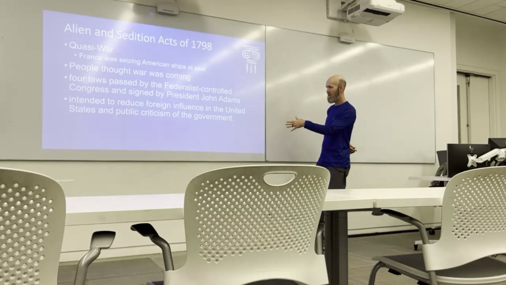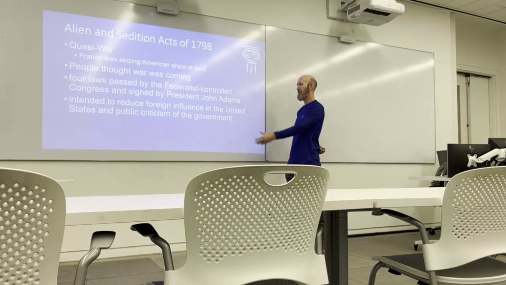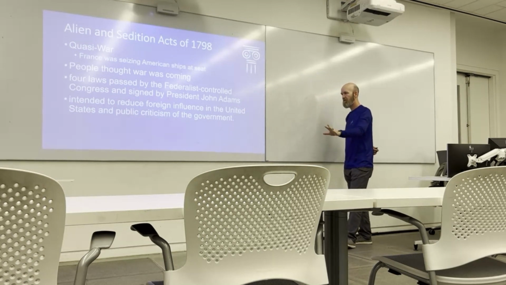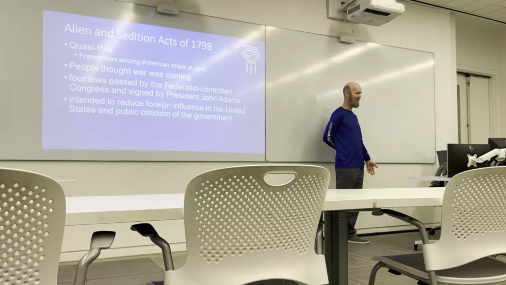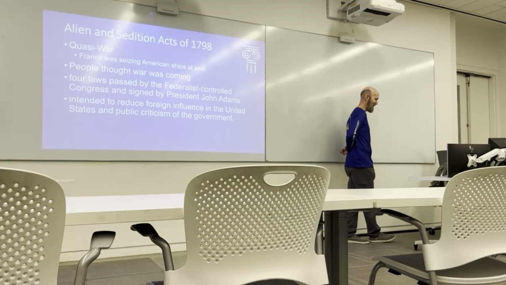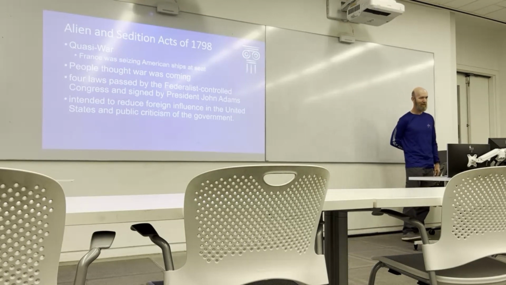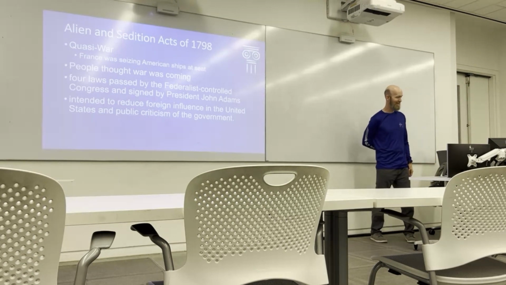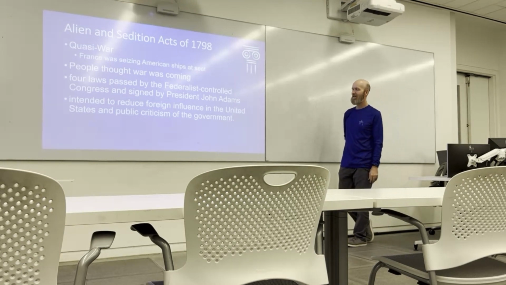There were 4 laws passed by the Federalist-controlled Congress and Federalist President John Adams. You don't need to know that they were Federalists or anything like that. But the whole purpose was to reduce foreign influence in the United States and to limit public criticism of the government. It actually made it illegal to criticize President Johnson, or not President Johnson, I don't know why I said Johnson, President Adams. It made it illegal to criticize what President Adams was doing.